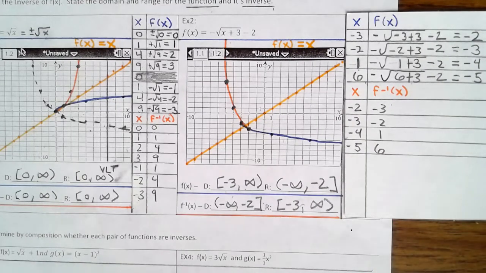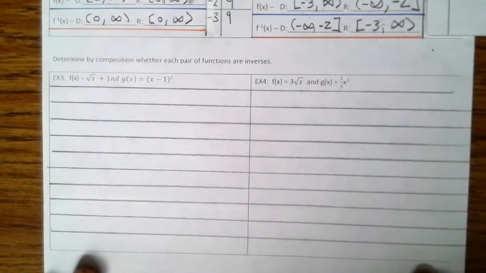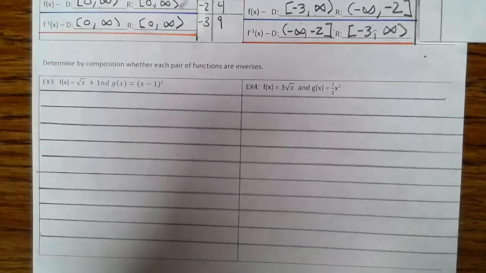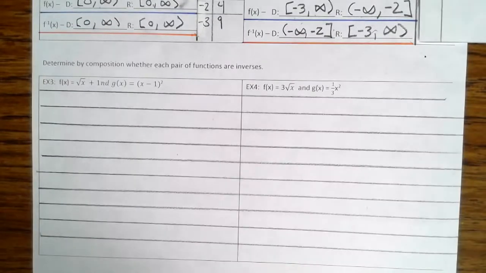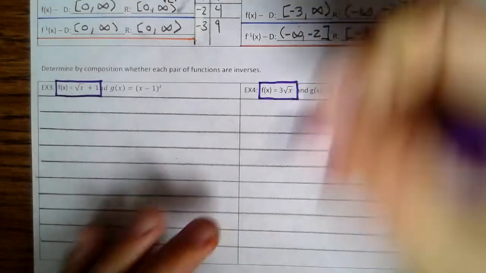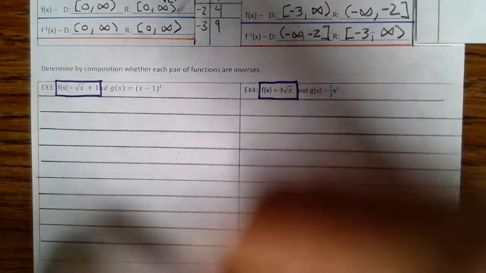All right, now let's take a look at example 3. Okay, and I don't know why I got blurry and I knocked the camera, but there we go. All right, now example 3, let's color code f of x and g of x. So I'm going to do f of x in purple. And g of x in red.